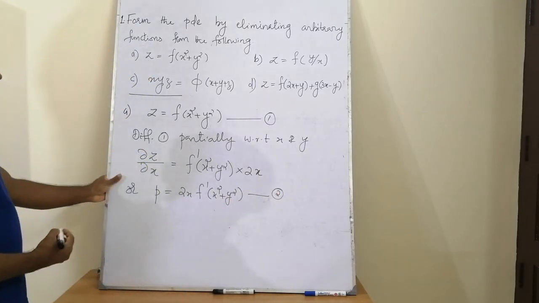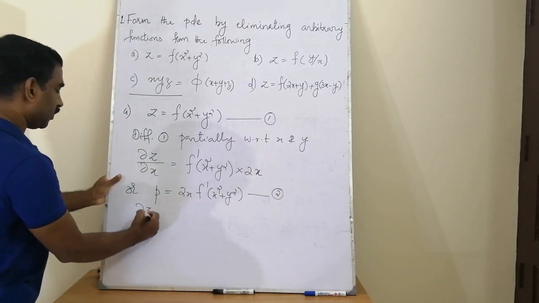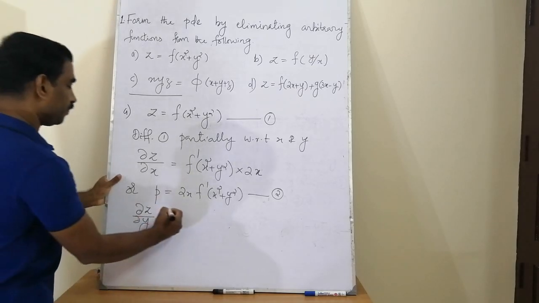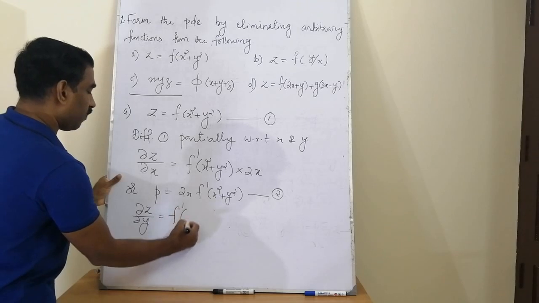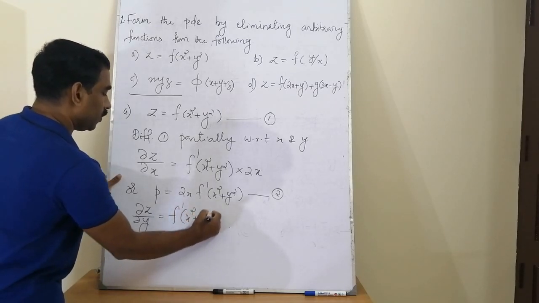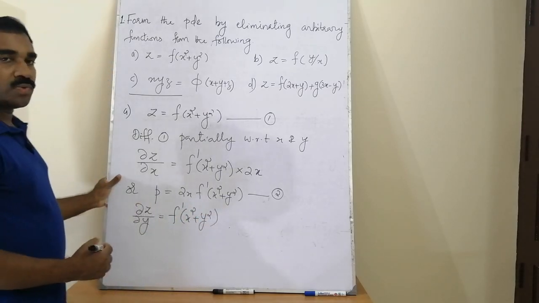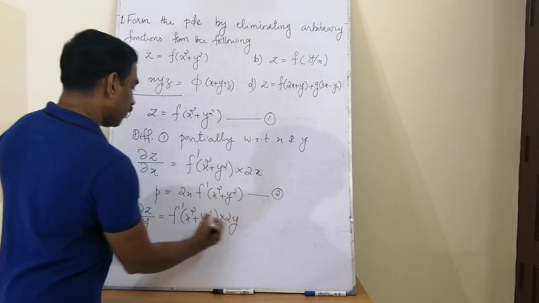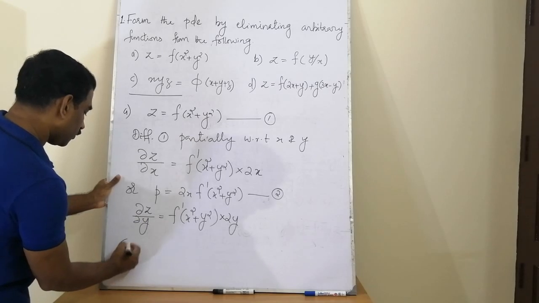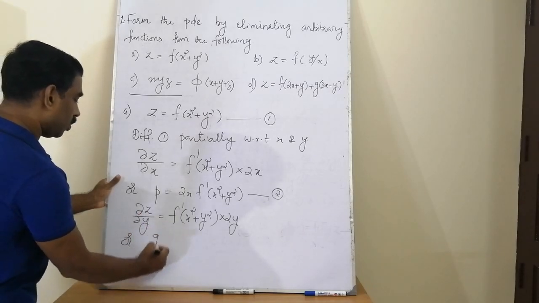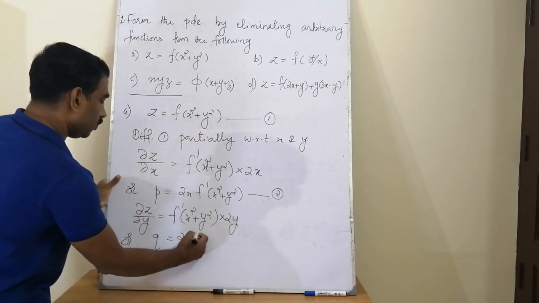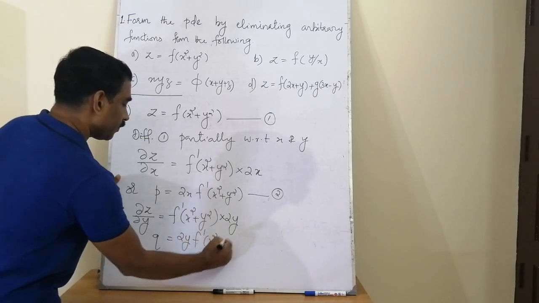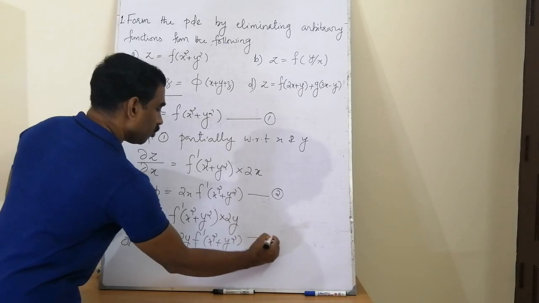And similarly, the second differentiation, that means differentiation with respect to y, ∂z/∂y is equal to, we have f'(x² + y²) into the derivative of x² + y² with respect to y. So we have 2y. Or in notation, q = 2y f'(x² + y²). Equation number 3.